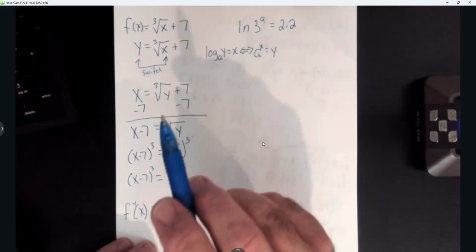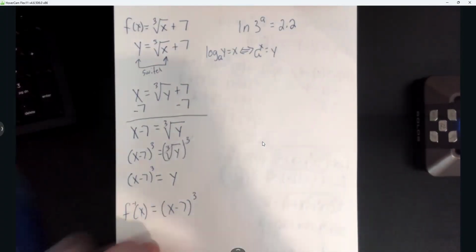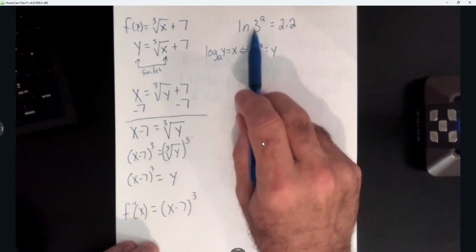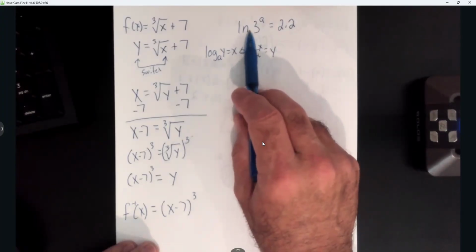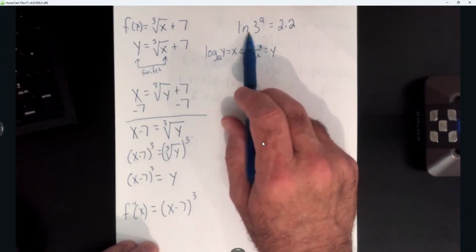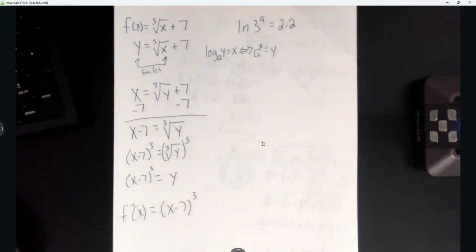But y'all, here's my question for y'all. I don't have a base by this LN. So what is the base for a LN going to be?